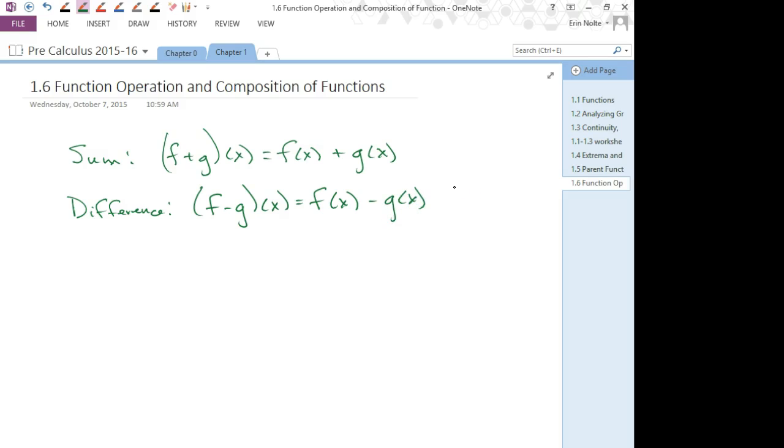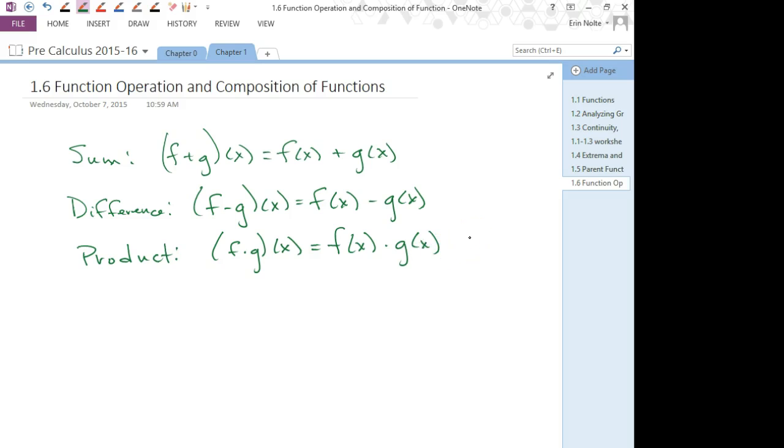Okay, what else could you do with two things? Multiply. What's the fancy word for multiply? When you multiply, it's called the product. Good. Product of two functions can be written as f times g of x, which can also be written as f of x times g of x.